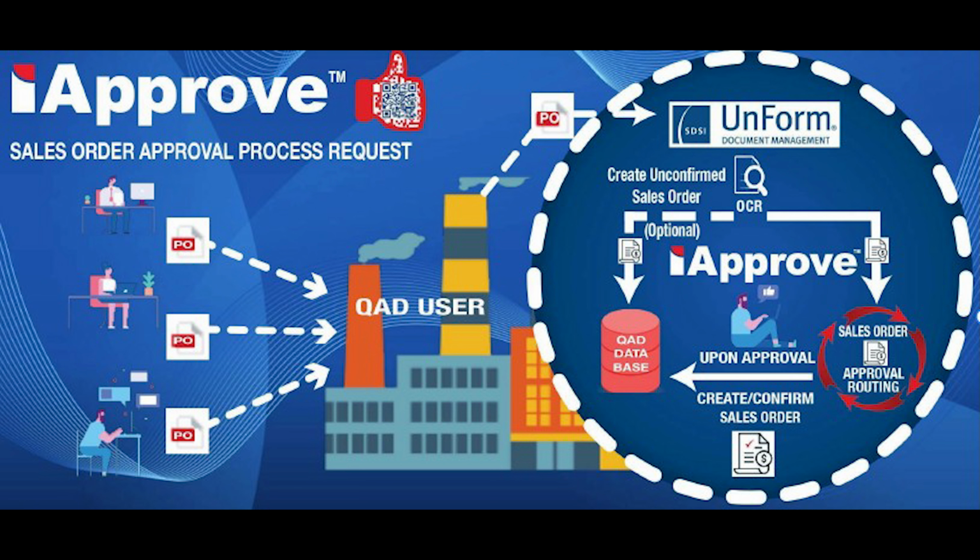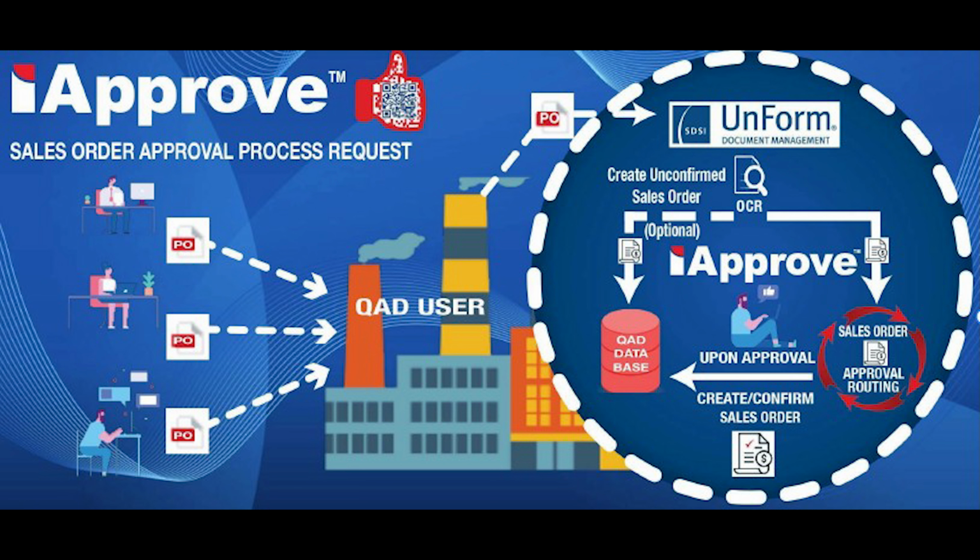Okay, well, imagine this, right? A customer PO comes in, and instead of someone having to sit there and manually enter all that data, UnForm just automatically captures it all. Really just grabs it right off the PO. Pretty much, yeah. It uses some really smart technology to read and understand the information on those POs, so no more manual data entry, which is a huge time saver right there. Absolutely. So UnForm takes care of that initial data capture.